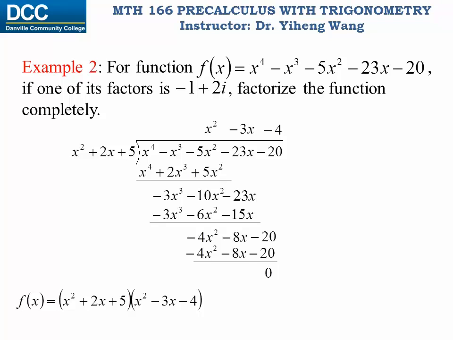Don't forget, if you have trouble factorizing this quadratic factor, use the quadratic formula. And that is written now as the product of 4 linear factors. Again, the number of linear factors is 4, which corresponds to the degree of this function. And that completes this problem.